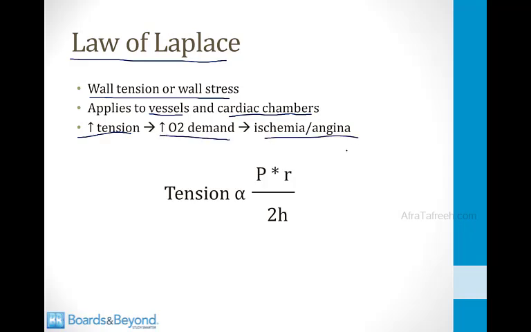So the law of Laplace states that the wall tension of the left ventricle is proportional to the pressure generated by the left ventricular chamber times the radius of the left ventricle divided by 2 times the wall thickness. The letter H is used to denote wall thickness.